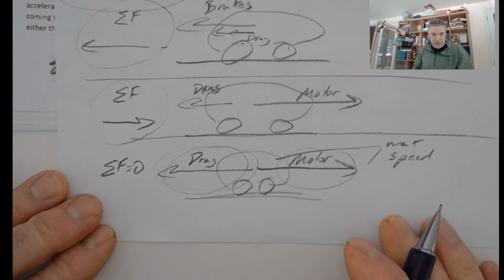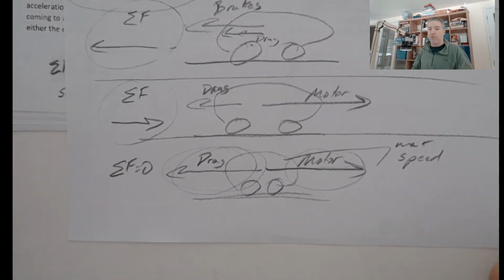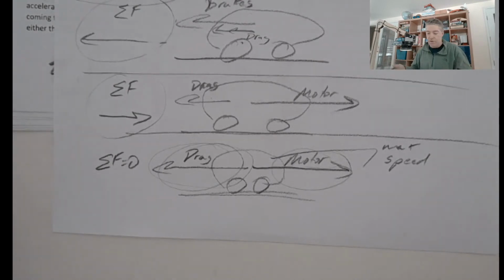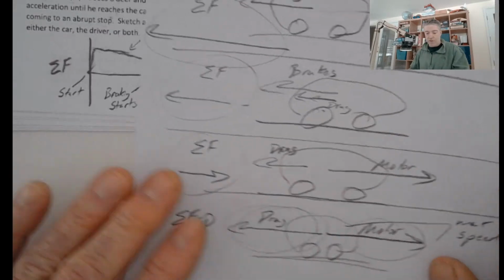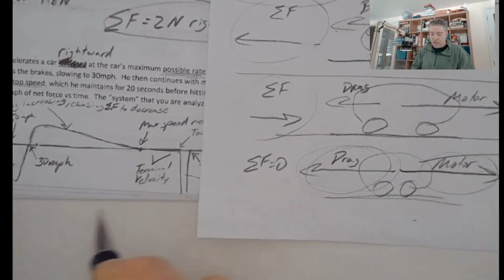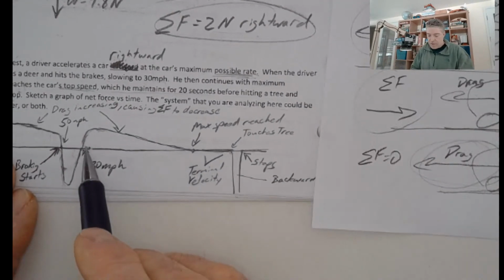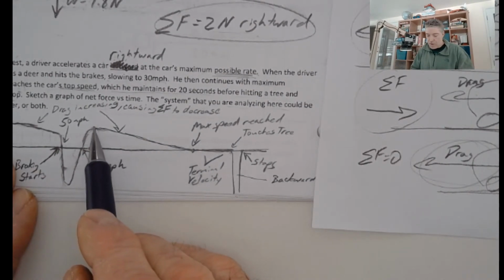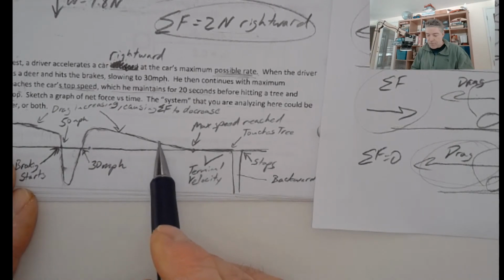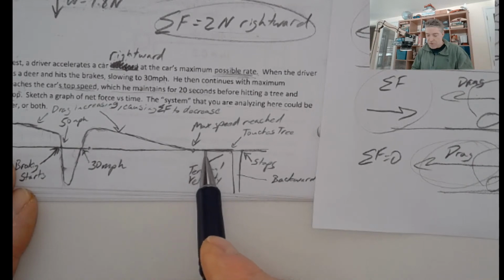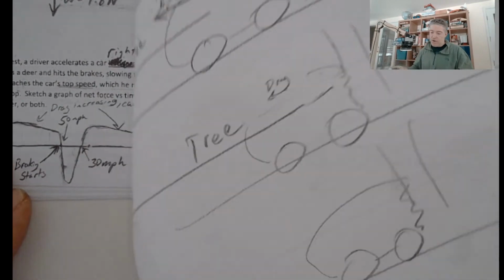That's like terminal velocity. If you're going as fast as your car can go, the forward forces and the backward forces are equal. You're at a constant speed until you damage your car in some way. So that would be right here. So this is the motor being stronger than drag. The motor is staying the same, but drag is increasing. Eventually drag gets to be the same as the motor. Now we're maintaining that top speed, and then we hit a tree, or the driver hits a tree.